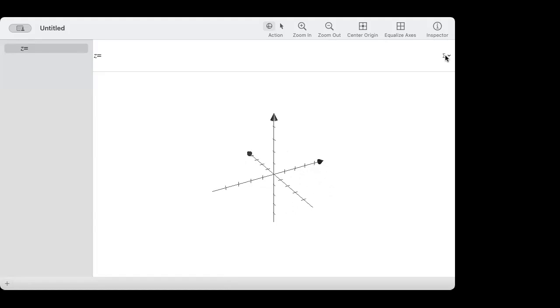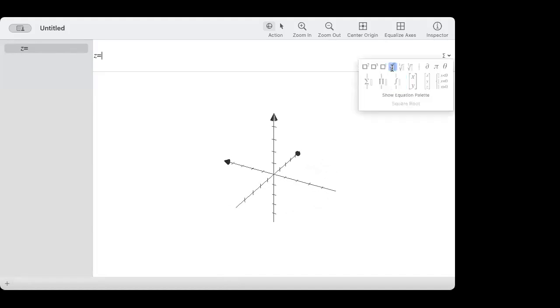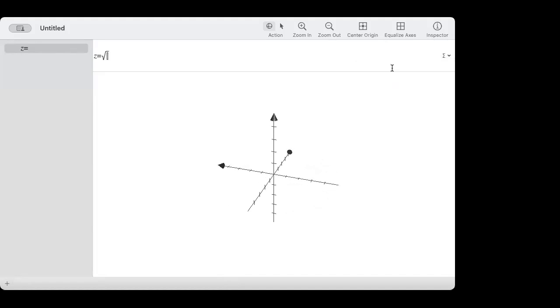Over here, that little sigma symbol, that's where all of my symbols are hidden. So I can click that and I can get a square root. Square root of what? 9 minus x to the second. I got to come out of the exponent. Minus y to the second. And if I've drawn this correctly, I should get an upper hemisphere.